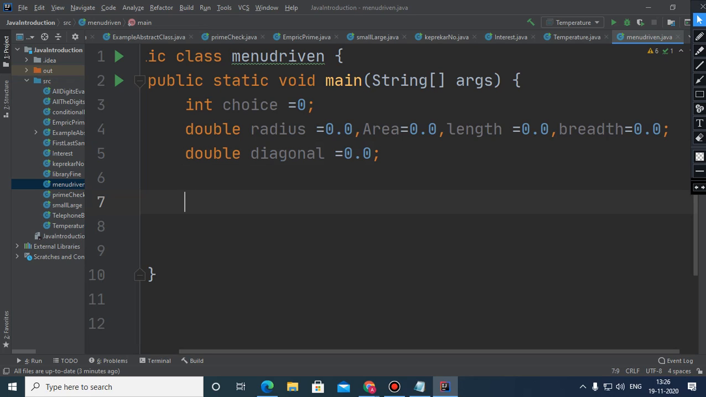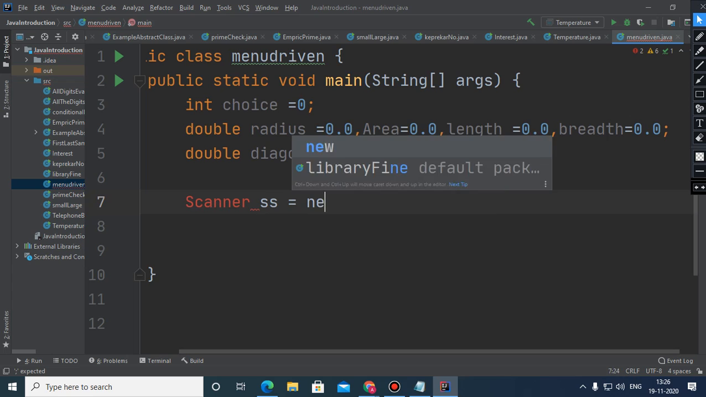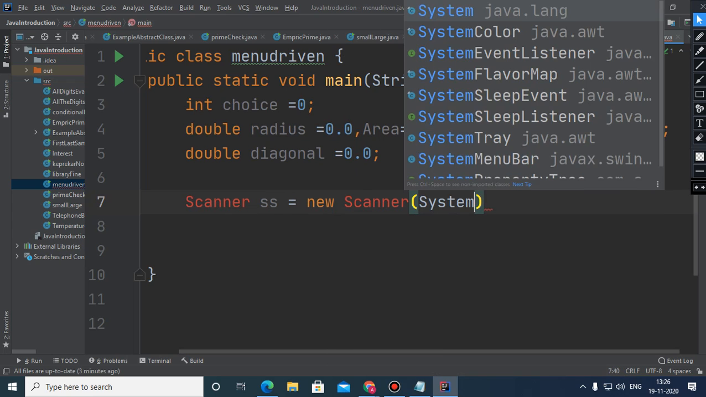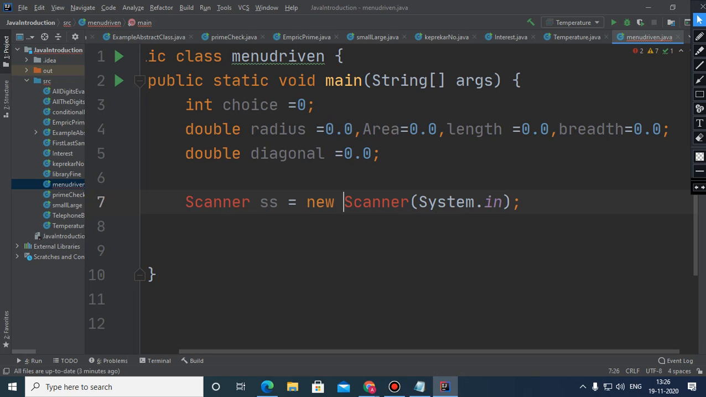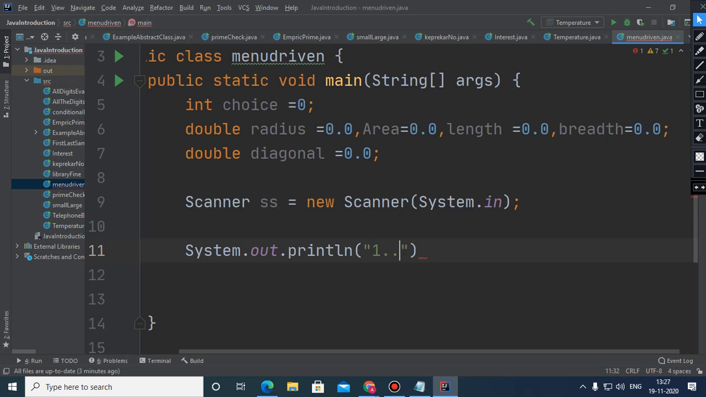Now we have to declare the Scanner class. That is Scanner ss = new Scanner(System.in). So children, here what to do is we have to just display the choices, the valid choices. So the first valid choice is area of the circle.